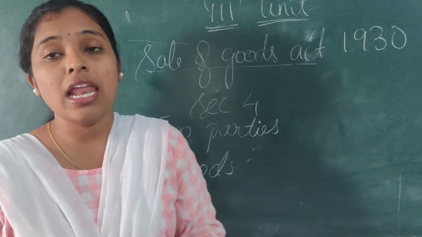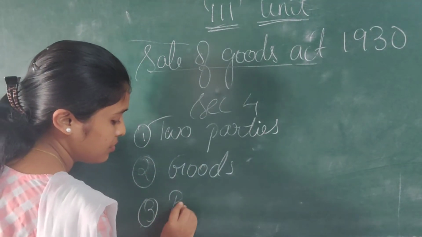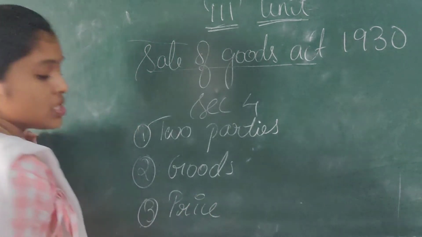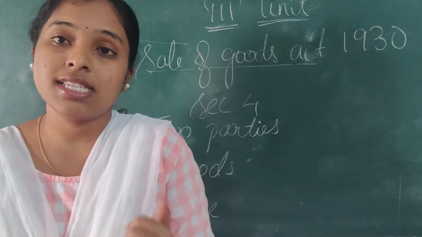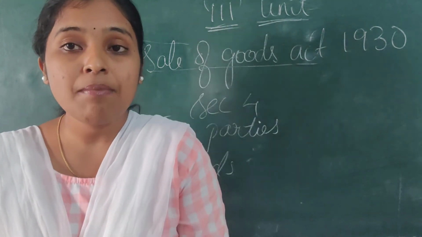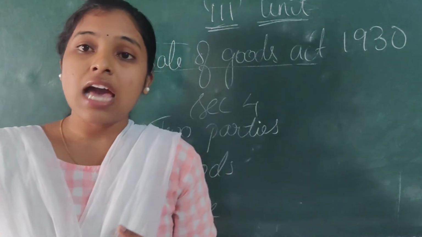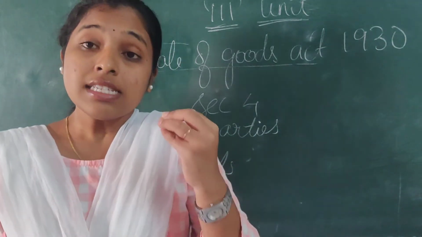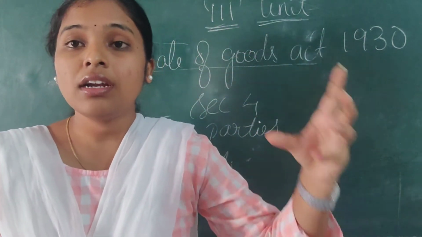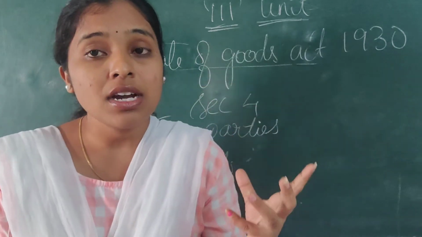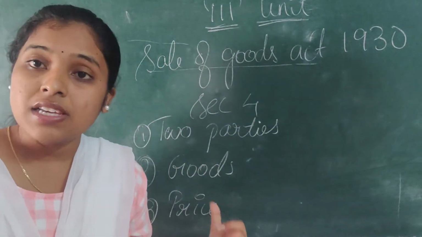The third essential element for a valid sale is the price. So price has to be there for the goods, where the seller will be expecting something from the buyer like a consideration. Consideration means, as you know, something in return. As the seller is giving his good to someone else, definitely he may expect some consideration from the buyer in the form of a price.